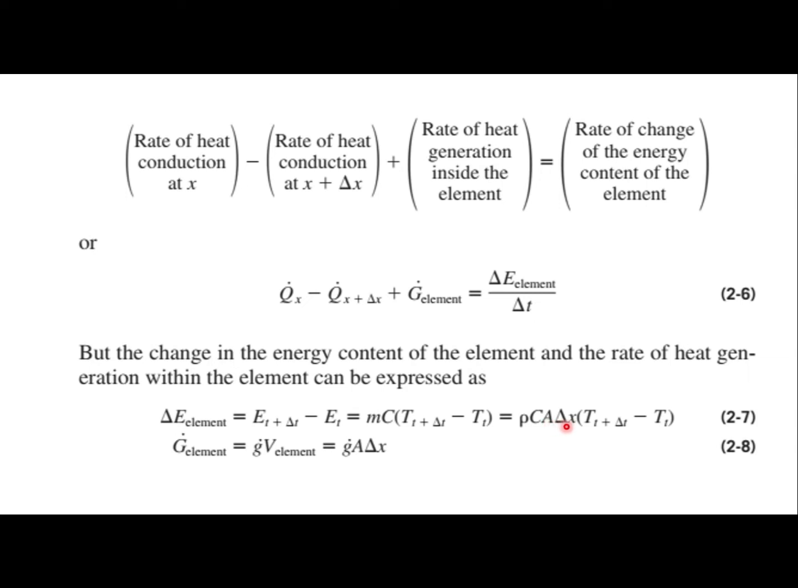This delta x and A are simply known as the volume. Volume multiplied by density is equal to mass. So the mass is translated into density multiplied by the volume, and the volume is further expanded into area times length delta x, and this C is known as the specific heat. This is the delta E. Similarly, this G dot element is the rate of heat generation multiplied by the overall volume of the element. This volume can be opened in the form of area multiplied by the linear length.